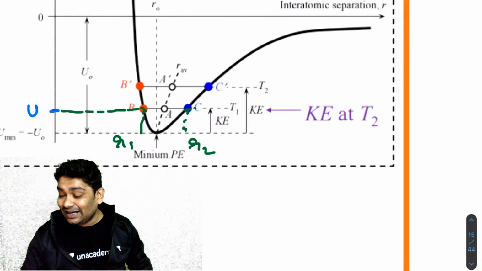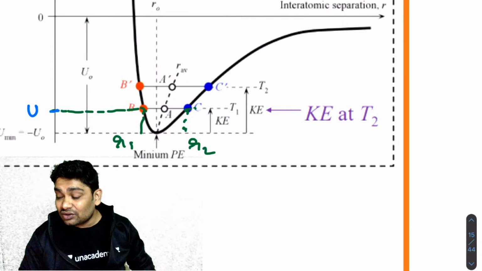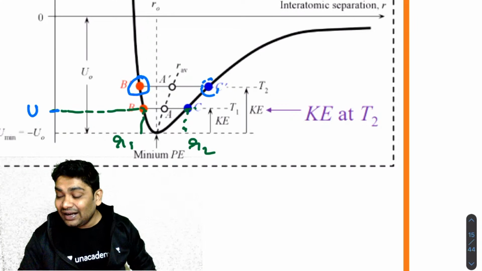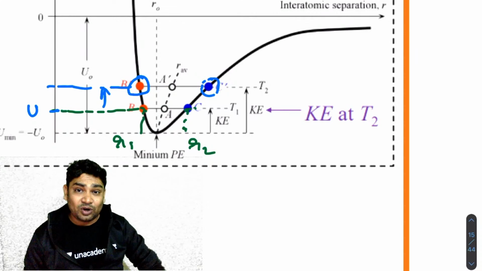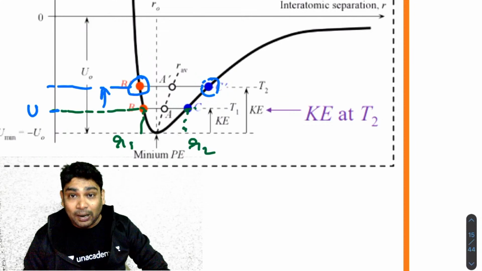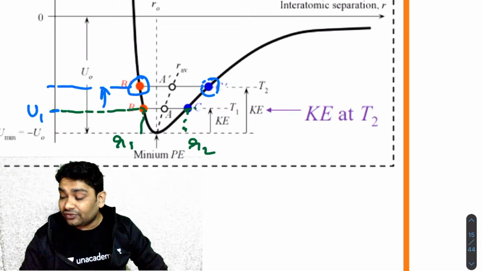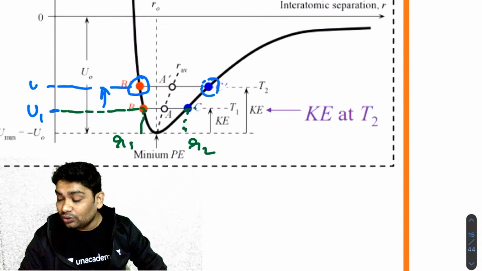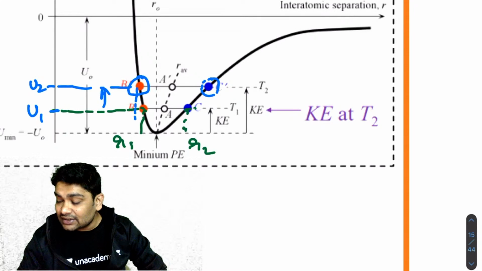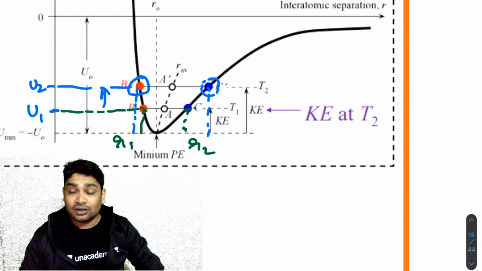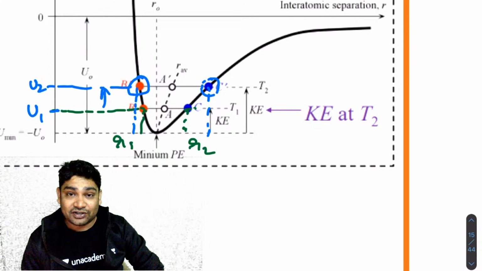Then you realize that the minimum separation would decrease and the maximum separation would increase, and hence will the overall potential energy. When you're adding energy, the overall potential energy is also increasing. But look at the nature of the graph. For U1, if this is R1, this is R2. For U2, these are the two distances of the extremes, right?